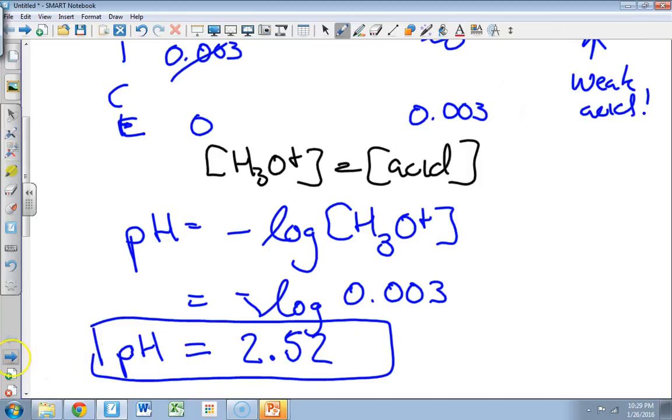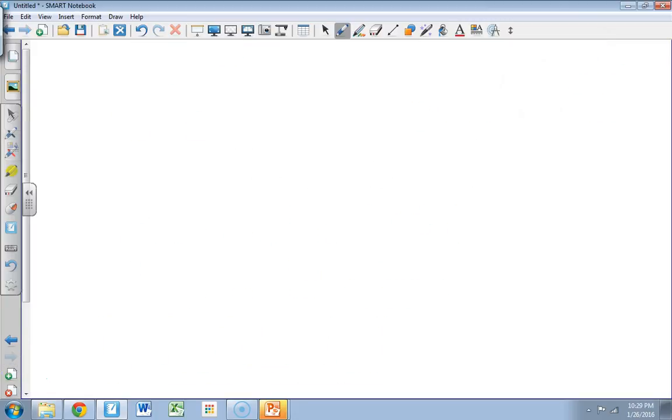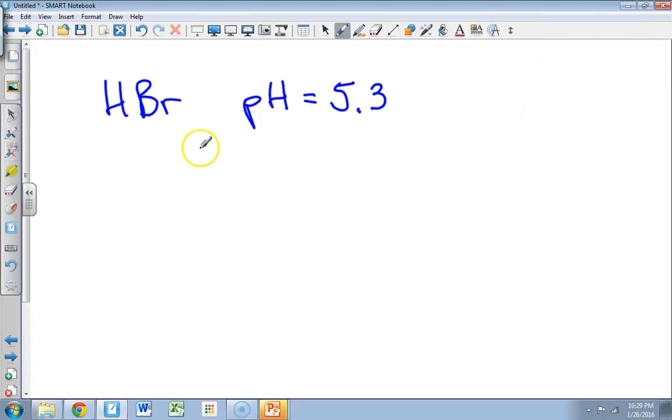Now, let's go backwards because I think it's important to go over the math a little bit. Okay? Let's say we have an acid, let's say we have HBr with a pH equal to 5.3 units. pH doesn't have any units, but that's what we can do. So now what we want to do is we want to find the concentration. So what is the concentration of HBr?